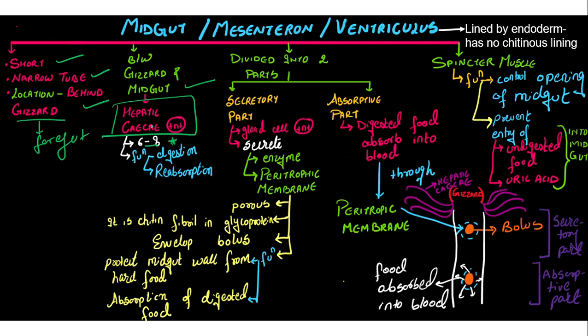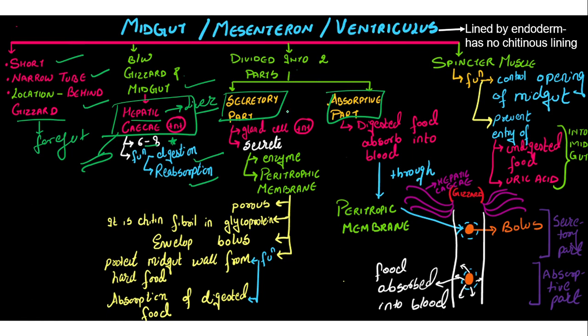And what is the function of hepatic caeca? Hepatic means what, class? Related to the liver. Caeca is nothing but a sac-like structure. Now, these hepatic caeca help in the digestion as well as the reabsorption of nutrients. Now, the midgut is divided into 2 parts. What are the 2 parts? One is your secretory part and the second one is your absorptive part.